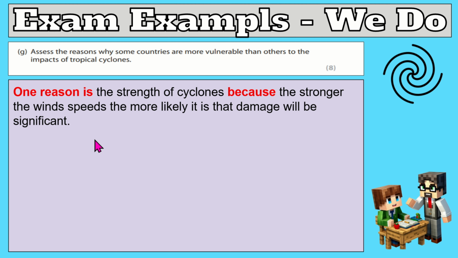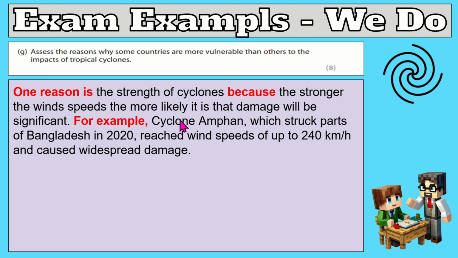Simple. Now, for example, this will be our case study. You probably learned different case studies, so it doesn't matter if it's different. If you have got a case study on cyclones, try and write, for example, and have a go at writing a sentence that hopefully includes some data, and then we'll compare it to mine. So pause the video. Okay, let's continue. For example, Cyclone Amphan struck parts of Bangladesh in 2020, reached wind speeds of up to 240 kilometers an hour and caused widespread damage.